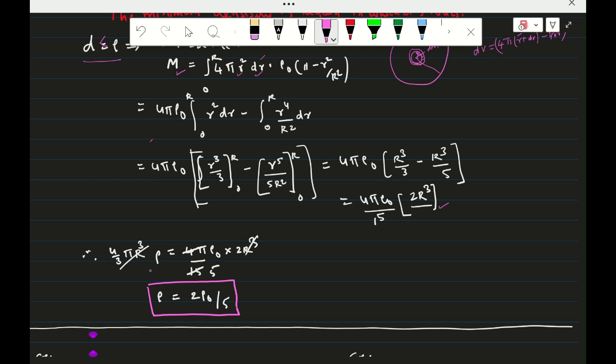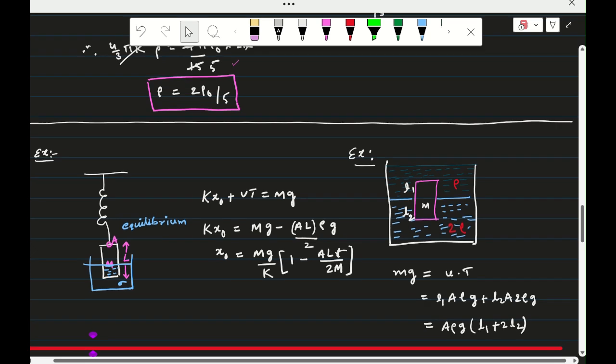Now the density formula you already know. In which liquid it is floating, that density I want to find out. Floating means mg is equal to upthrust. So volume into density, and m is equal to 4 pi rho naught by 15 into 2 R cube. Now the density of the liquid is equal to 2 rho naught by 5. This is the variation of density. Now next example.